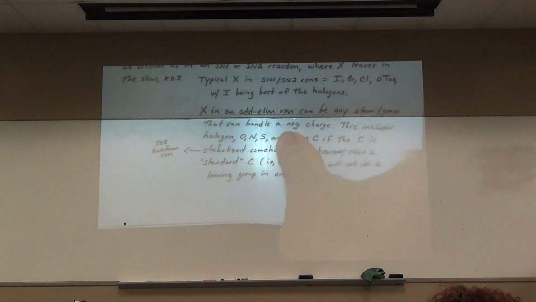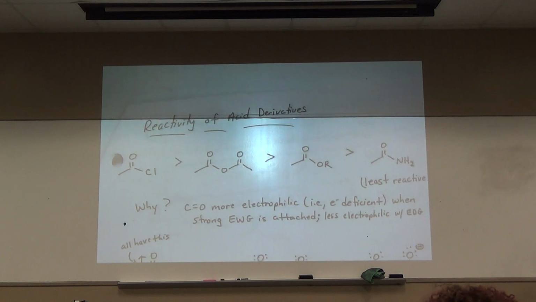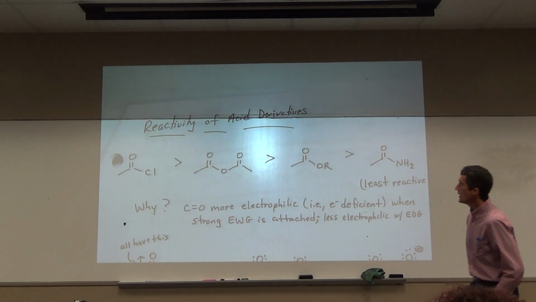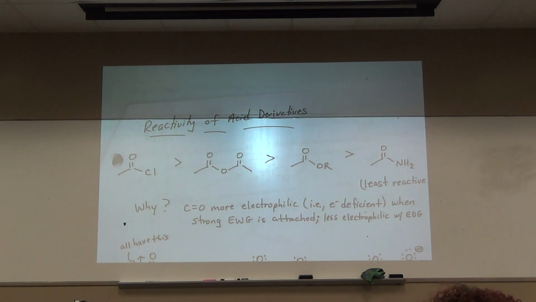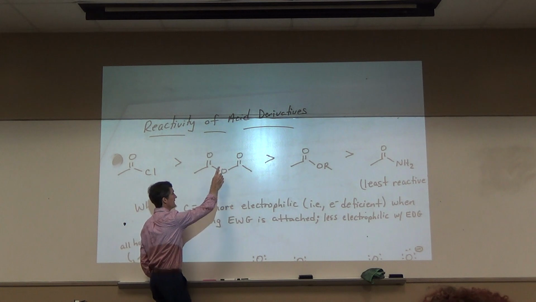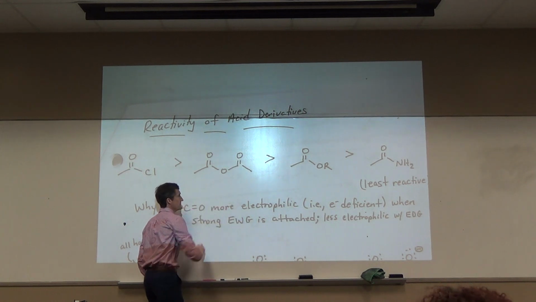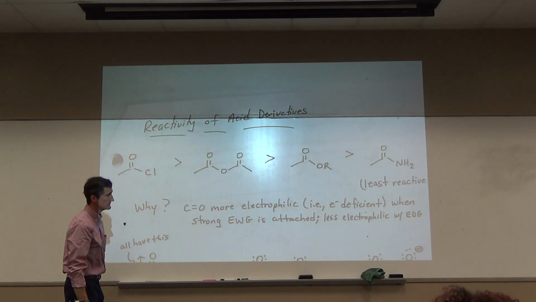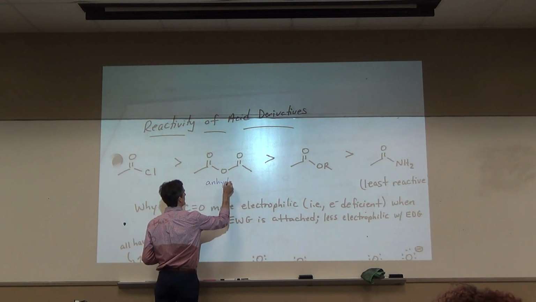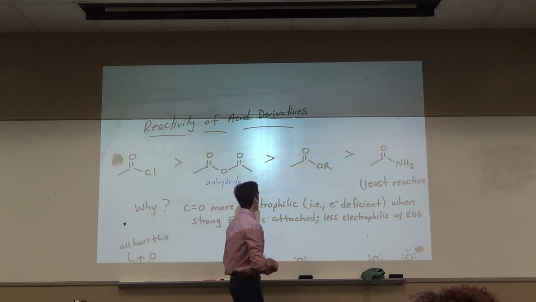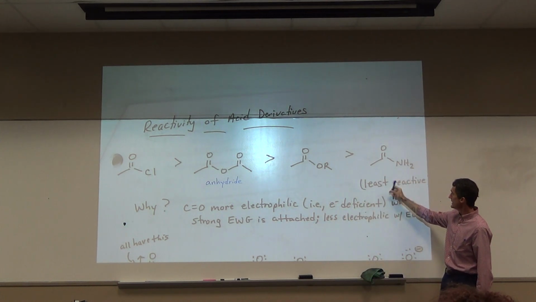Please read here; I'm not going to read every little thing to you. Reactivity of acid derivatives: we need to know our acid derivatives and their nomenclature. That's in the video. Reactivity towards what? Towards NAS, nucleophilic acyl substitution. Acid chlorides are most reactive, followed by anhydride, oxygen bonding to two carbonyls. That's more reactive than esters, and esters are more reactive than amides. Amides are your least reactive.